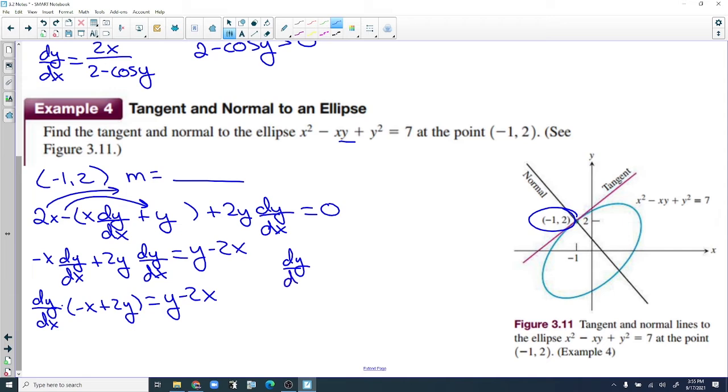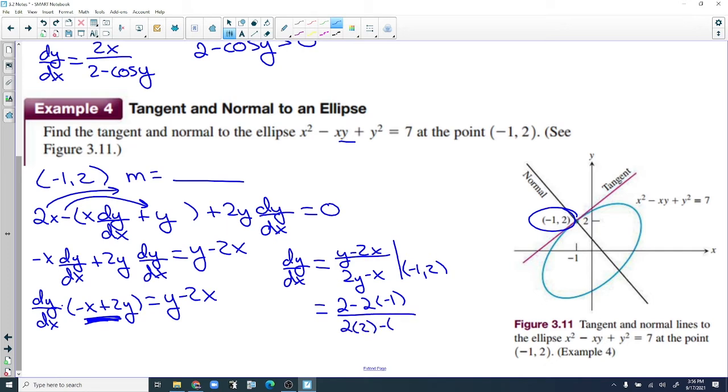Now that's multiplication, so now we can just divide, and dy/dx is now equal to y minus 2x over 2y minus x, and we're evaluating this at the point -1, 2. So y is 2, x is -1. So 2 plus 2 is 4 over 4 plus 1, 4/5.